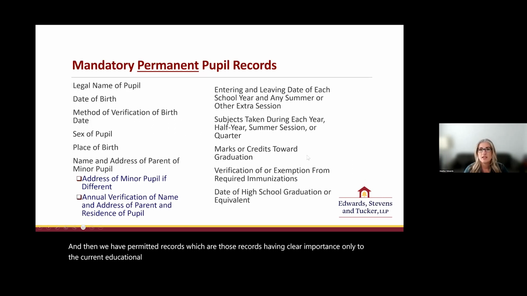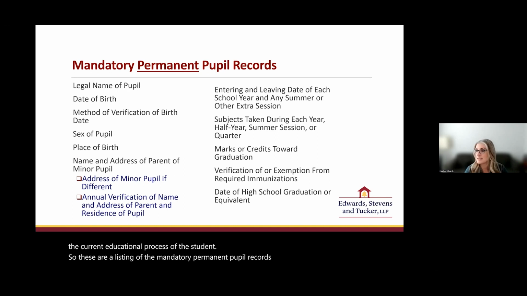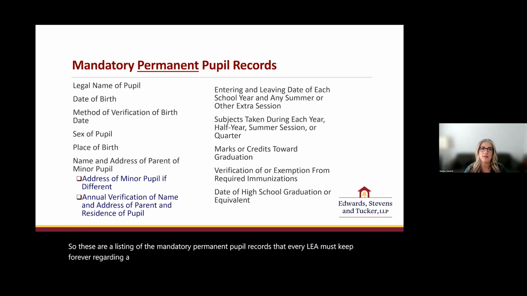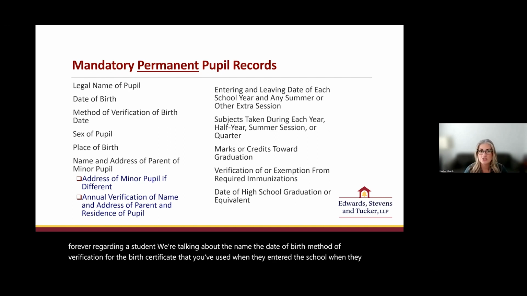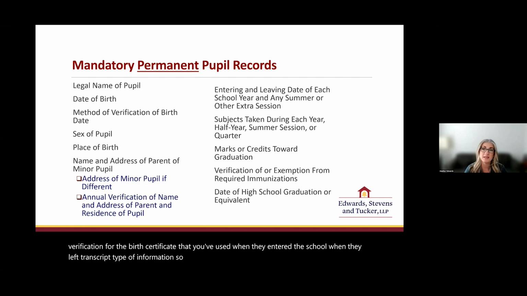So these are a listing of the mandatory permanent pupil records that every LEA must keep forever regarding a student. We're talking about the name, the date of birth, method of verification for the birth certificate that you've used, when they entered the school, when they left, transcript type of information. So this type of information must be kept somewhere, somehow, forever for a student that's been enrolled in your LEA.